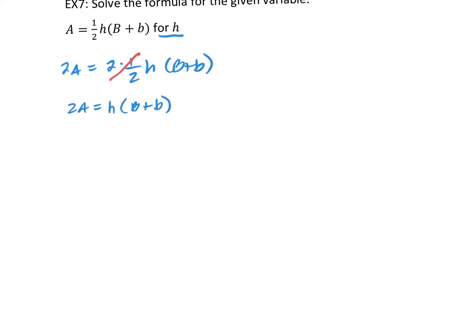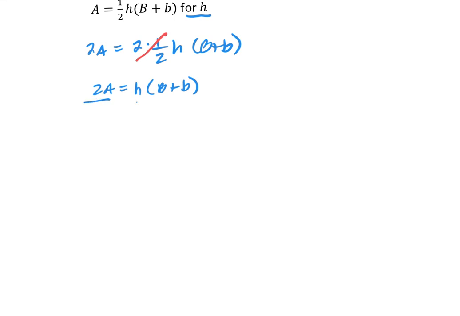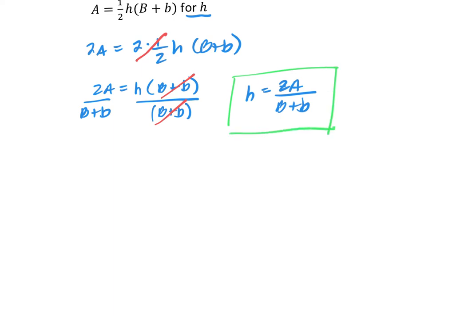And then to get the H by itself, I would simply divide both sides by big B plus little b. Remember, because of the addition, that's one piece. So I can see that the big B plus little b's would cancel. And I have that H is equal to 2A over big B plus little b. And that's it. Just a few applications and then solving for a formula.